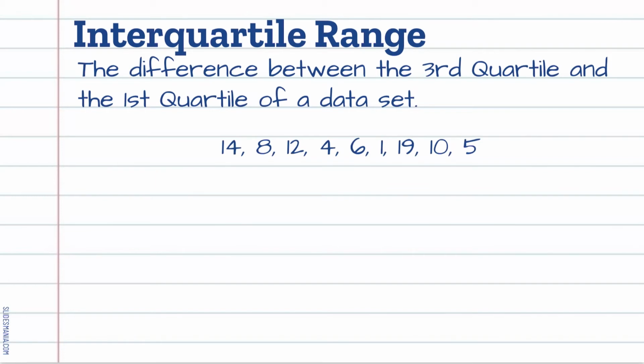Lastly, we get to our interquartile range. Now this will be similar to our range, which is the difference between our maximum and our minimum. But now we want to think in the sense of our inner quartiles. So our interquartile range is the difference between the third quartile and the first quartile of a data set. So just like our previous example, we'll order our numbers.